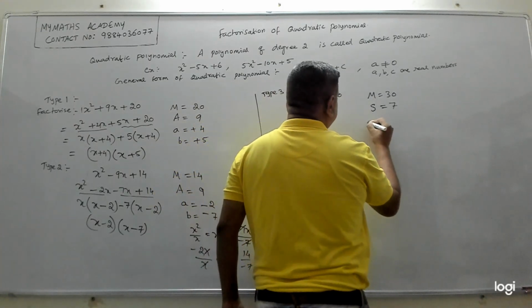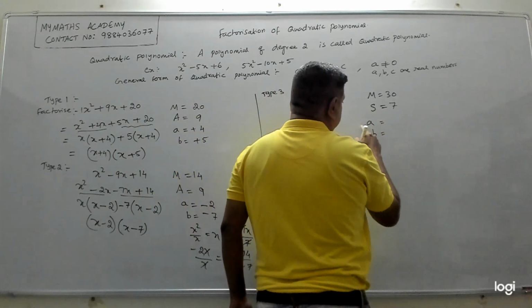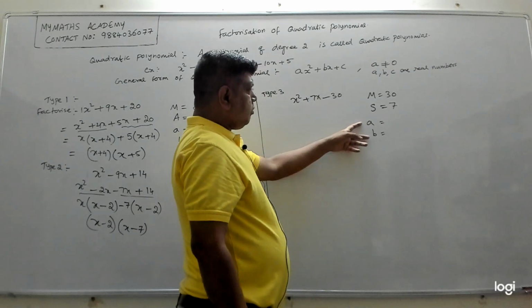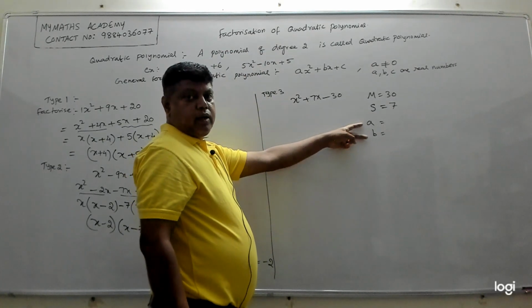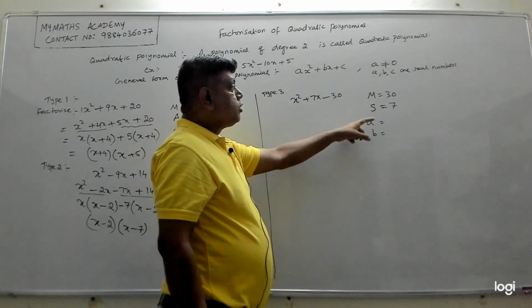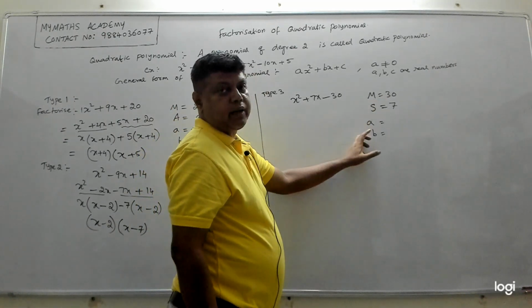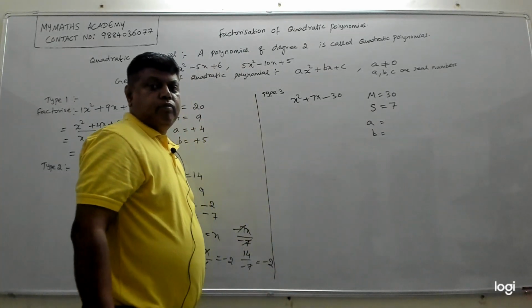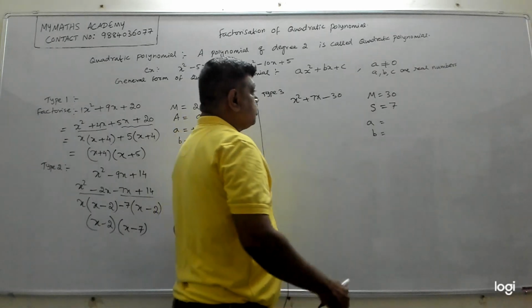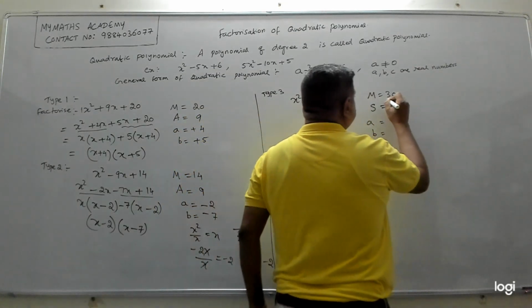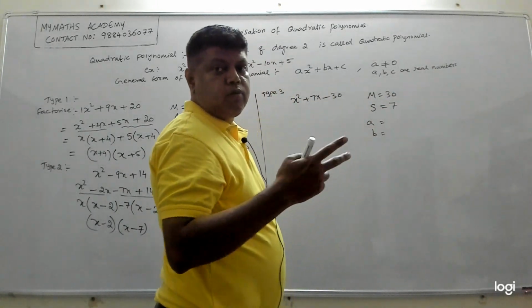Now we should find two numbers a and b such that if I multiply these two numbers, a into b, I should get 30. The same two numbers if I subtract, I should get 7. So what are the two numbers? How do we find that? We'll write all the multiples, all the two numbers that will give multiplication as 30.